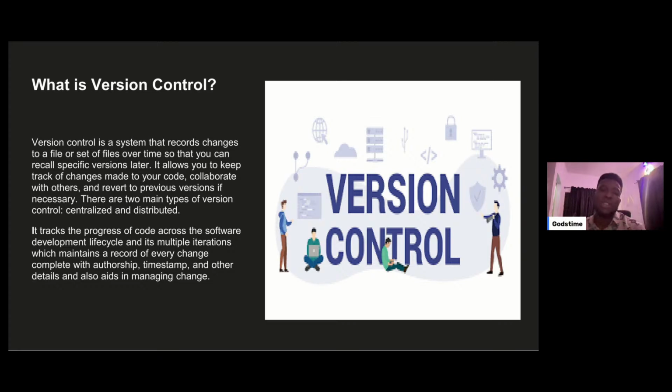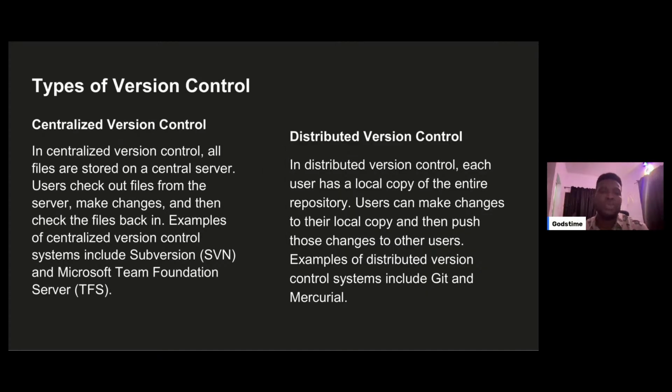So version control tracks the progress of code across the software development lifecycle and its multiple iterations, which maintains a record of changes. So we'll go to types of version control. We have two major types of version control: the centralized version control and the distributed version control.